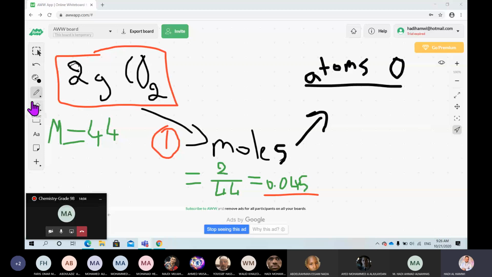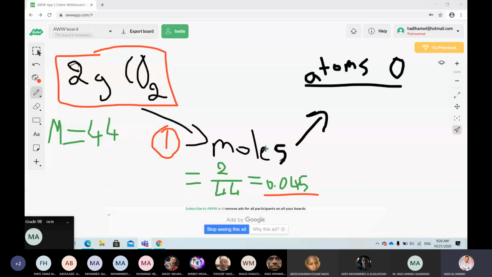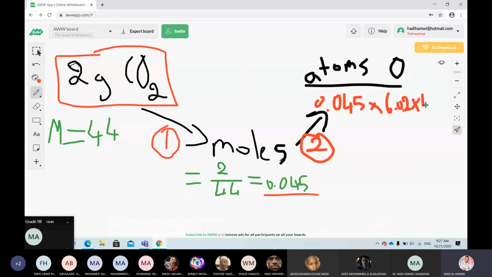So we'll do the same steps, the same thing. First we find the number of moles, and second, from moles to atoms. We'll find the molar mass and divide mass by molar mass to find the number of moles. Here I have the number of moles, 0.045, and I multiply it by Avogadro's number like the previous, 6.02 times 10 to the power 23.